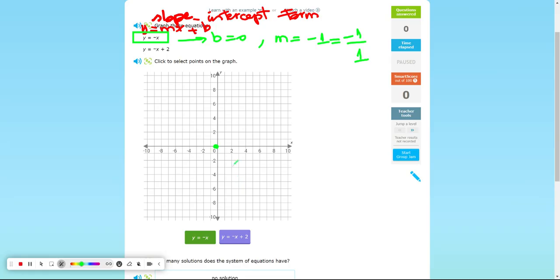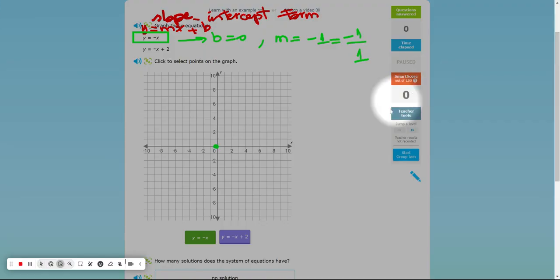So let's go and graph the first line. I can do a little bit fancy here, highlight, spotlight. All right, so here we go. I click at 0, and then down 1, right 1. Okay, so I got my line. Done.